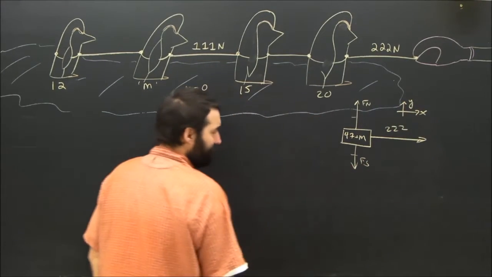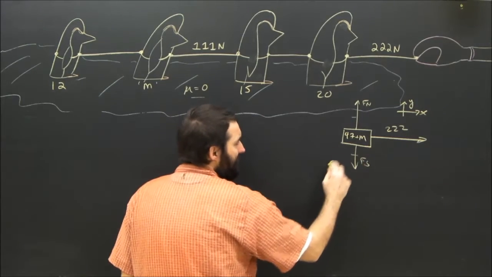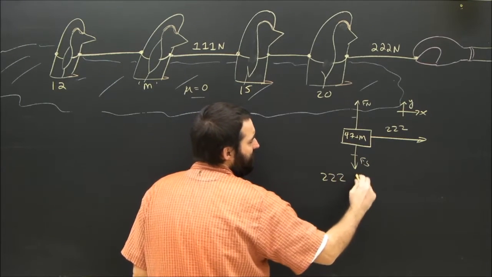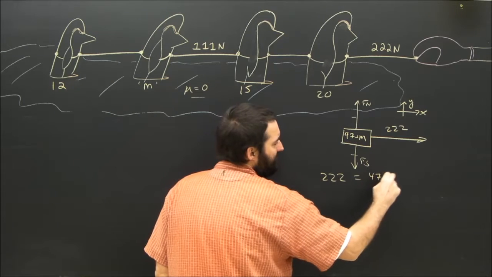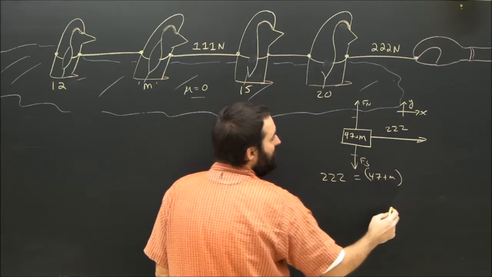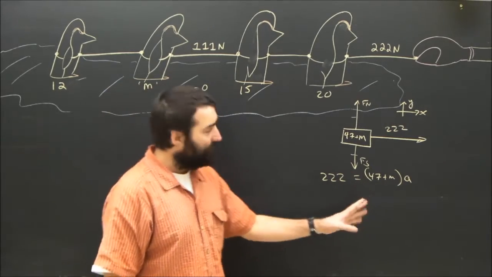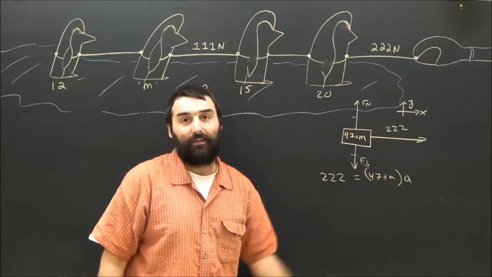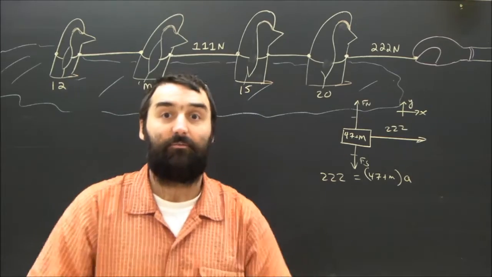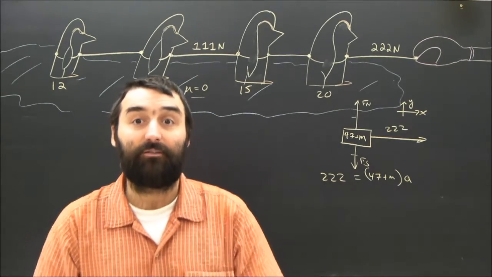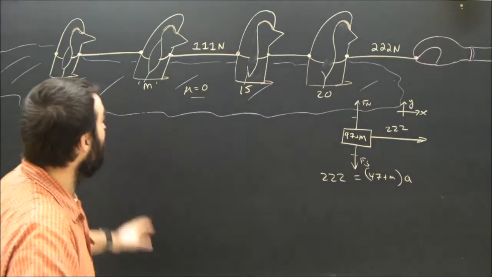Y is up. And I can see that the net force must be 222. And that's got to be equal to the mass, which is 47 plus m, times the acceleration, which I don't know, which is a. So I'll stop there because this is an equation with 2 unknowns. I can't solve it yet. I know that there's a bunch of different possible answers. So I'm going to have to look somewhere else for a little more information.